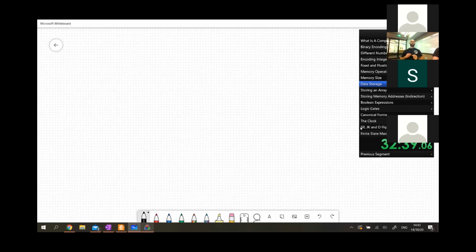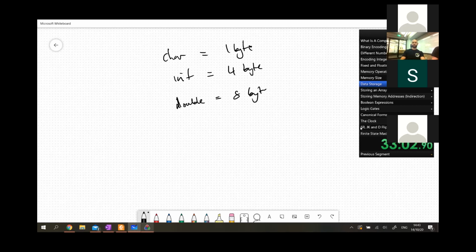All right, data storage. We've got a whole bunch of primitive types. A lot of the time you're going to have characters, 1 byte. Integers take up 4 bytes. You could have a double, which takes up 8 bytes. These are all just defined things. There's a table on Canvas somewhere that has all the Java types for these sizes.